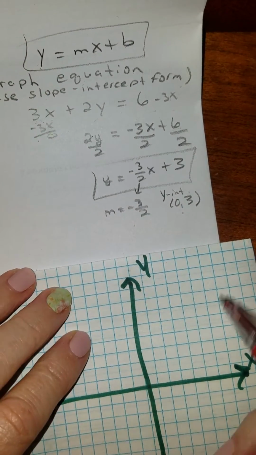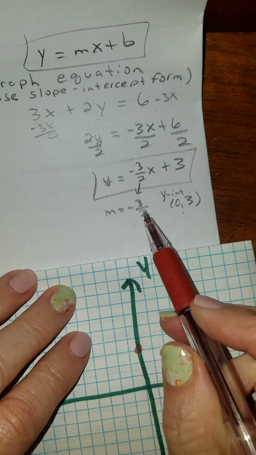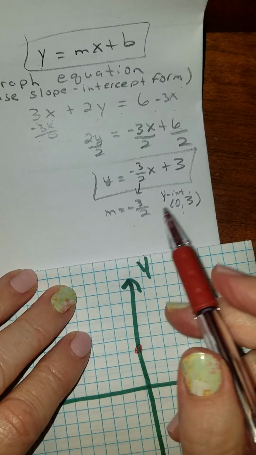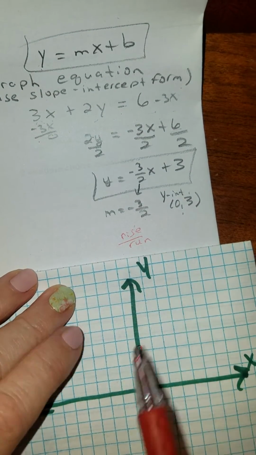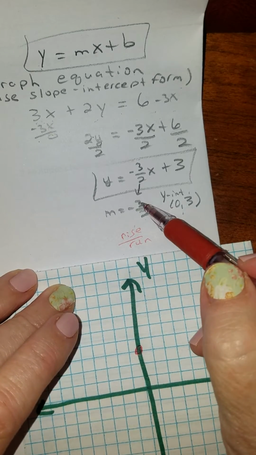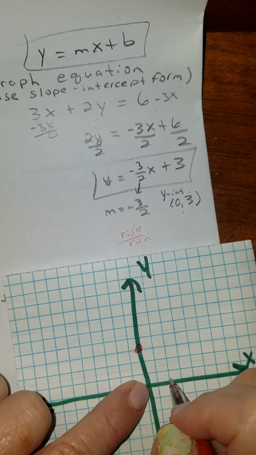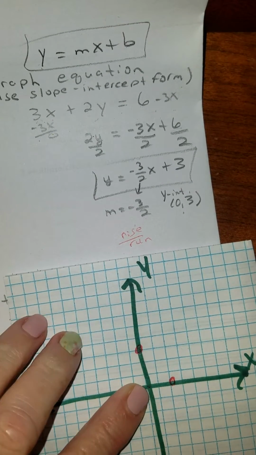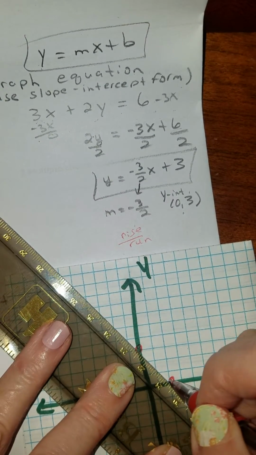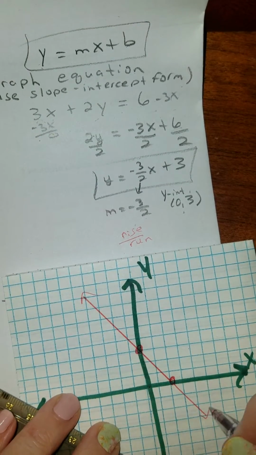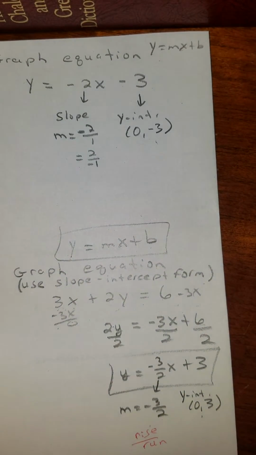So I'm going to graph (0, 3). And I'm going to go down 3 and to the right 2, because remember we're talking about rise over run. So rise means we're going up and down. Run means we're going left or right. Since it's a negative, we're going to go down 1, 2, 3, and we're going to run over 1, 2. Now we have our second point. That's all we needed. And we've graphed our line. So it's nice and easy.